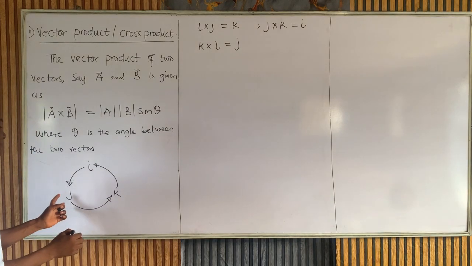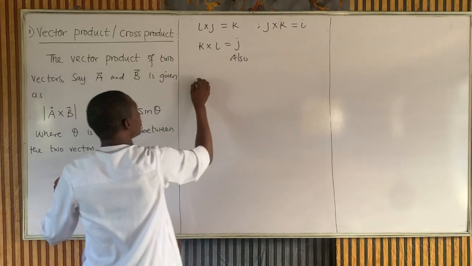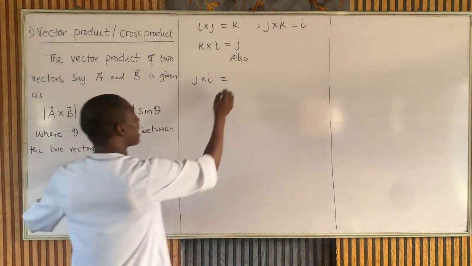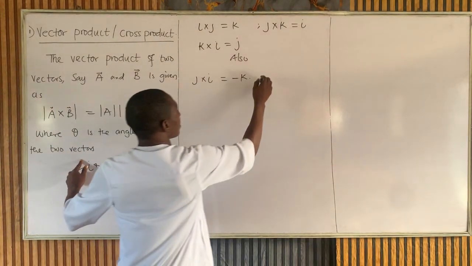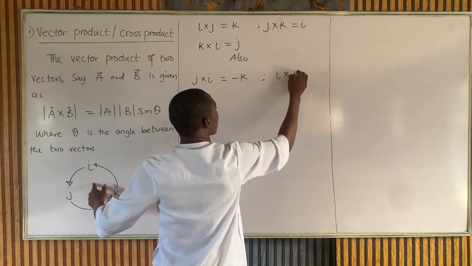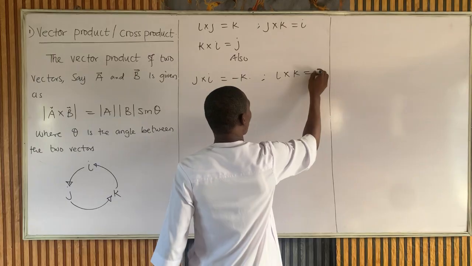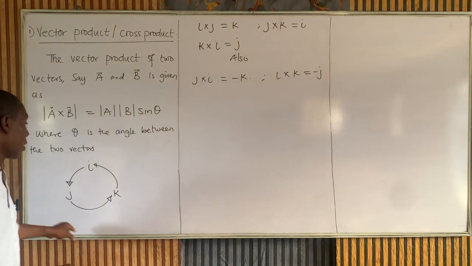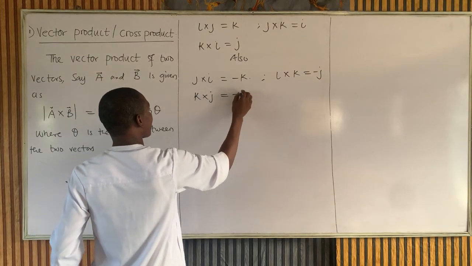Now, if you go in a clockwise manner, I mean, you say J cross I, J cross I will give you minus K. Take note of that. And then I cross K will give you minus J. When you go the opposite direction, you get a negative value. And if you say K cross J, you get minus I.